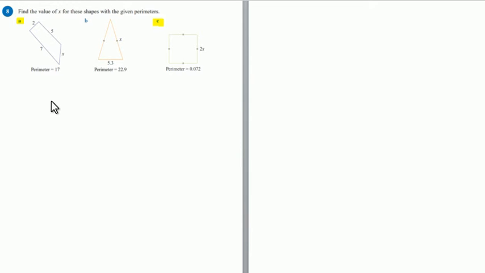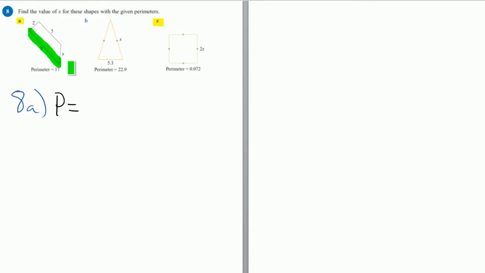Okay, so here we're looking at exercise 1B questions 8A and 8C. Starting off with 8A, we're told the perimeter is 17 and we're given the lengths of the sides around this shape. So straight away, the first thing we want to do is write the perimeter in terms of the side lengths.